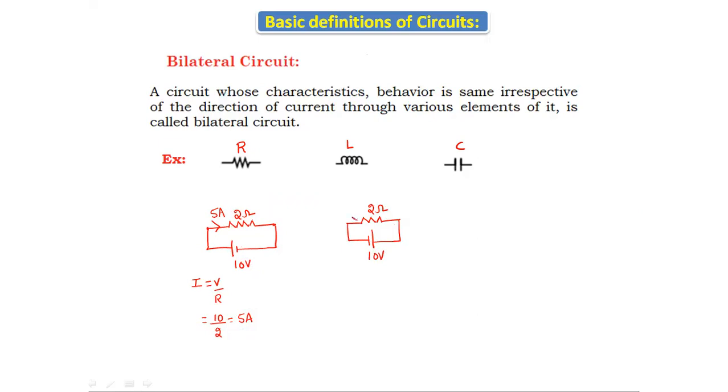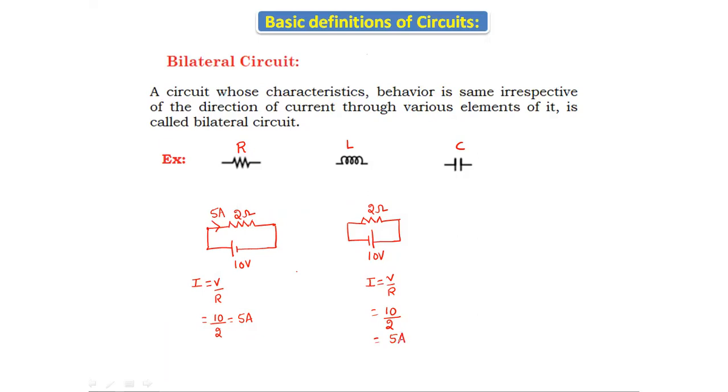Now we have to find out the current passing through the circuit. Now I am applying Ohm's law for the same circuit: I is equal to V by R. What is the V value here? 10, divided by the R value, 2.